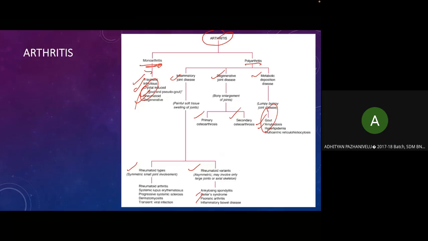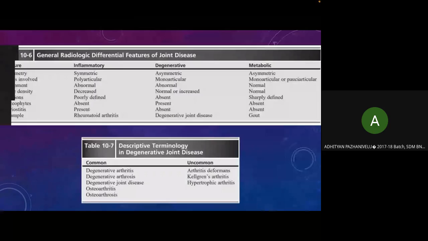Okay, you have a patient with some joint disease, and how do you categorize it into inflammatory, degenerative? Coming to symmetry, the inflammatory joint disease is usually symmetric. As you can see, rheumatoid arthritis involves your DIP and PIP in a symmetric fashion. That is, both hands should be involved.